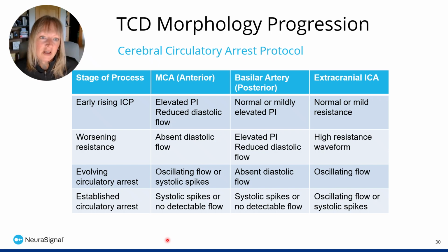The TCD morphology progression with brain death will have different stages. We will see ICP changes along with the TCD morphology changes. We will see an elevated PI, a reduction in the end diastolic flow in our waveform patterns. We'll see the MCA anteriorly, bilaterally, and our basilar artery posteriorly. We'll also take a look at our extracranial ICA to see that increased resistance in that vessel as well.